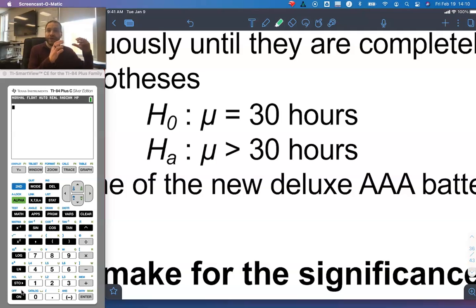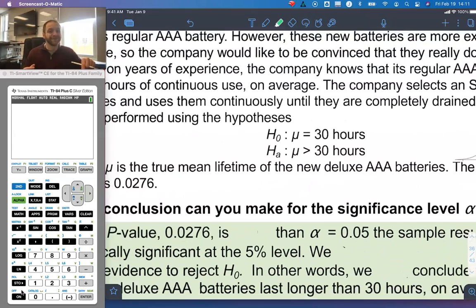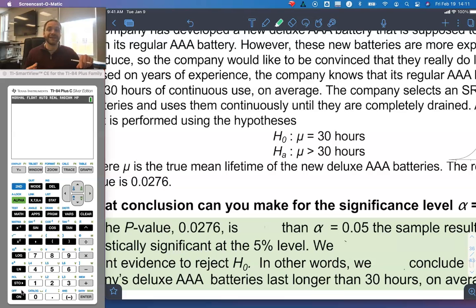They had 30 hours of life in their previous AAA batteries. The alternative hypothesis is what they want. Hey, these new ones are supposed to last 30 hours longer. So they want them to last longer because it does cost more to produce, so they want to guarantee what they're saying. So the alternative hypothesis is that your mu is greater than 30 hours. Notice those are parameters. And if I'm going to use mu, I better define mu. Mu is the true mean lifetime of the new deluxe AAA batteries.